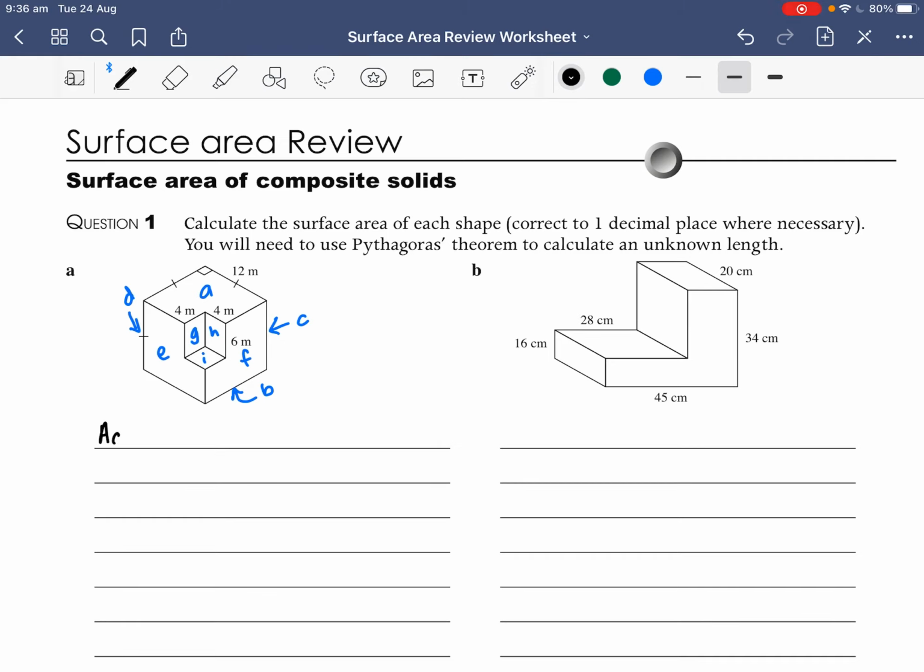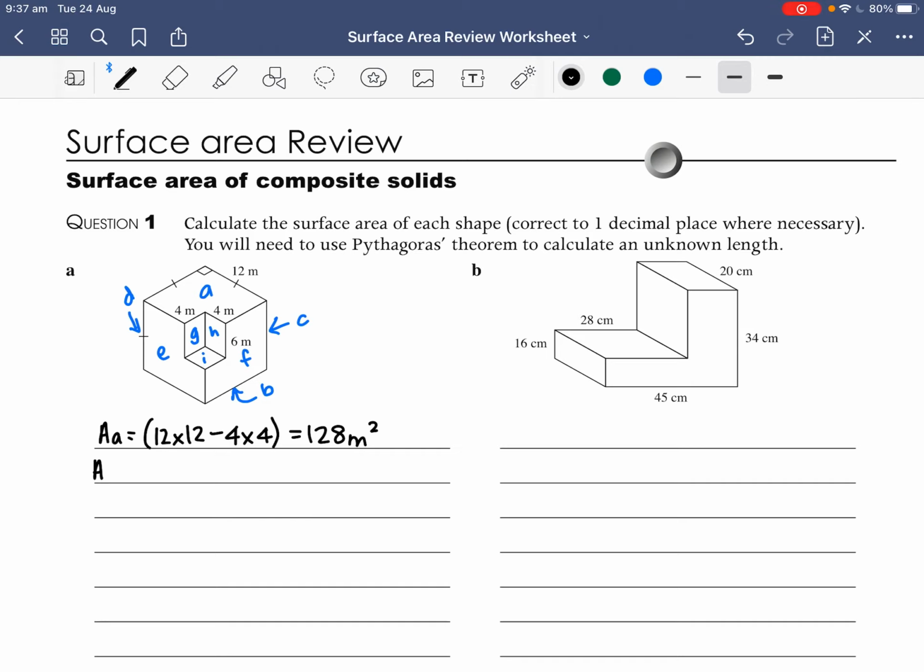So the area of A: it was a square, and then it's got a little square taken out. So we have a square, and then it had this square taken out. How we do that is we go 12 times 12, because that is how we find the area of the square that was there, minus 4 times 4, because that was that little square that's been taken out. So 12 times 12 minus 4 times 4 is equal to 128 meters squared.